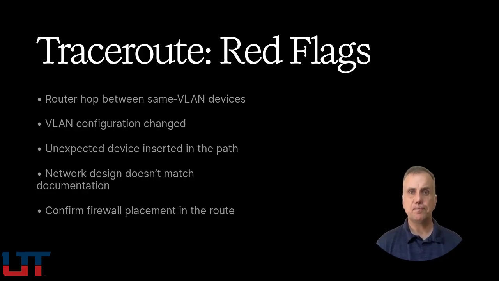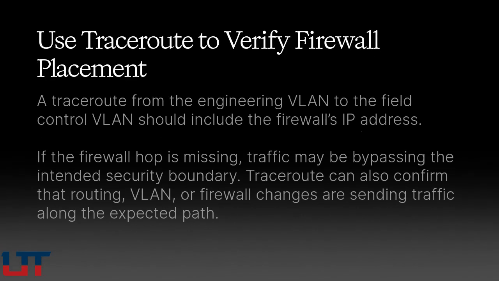the documentation says. You can also use Traceroute to confirm firewall placement. A traceroute from a device in the engineering VLAN to a device in the field control VLAN should pass through the firewall that's supposed to be between those zones. If the path doesn't include the firewall's IP address, traffic may be taking a route that bypasses the firewall entirely.